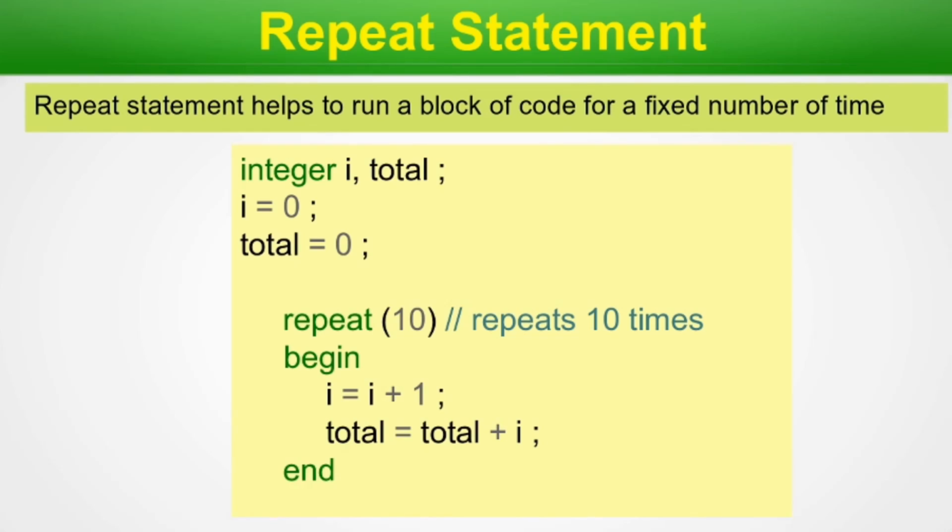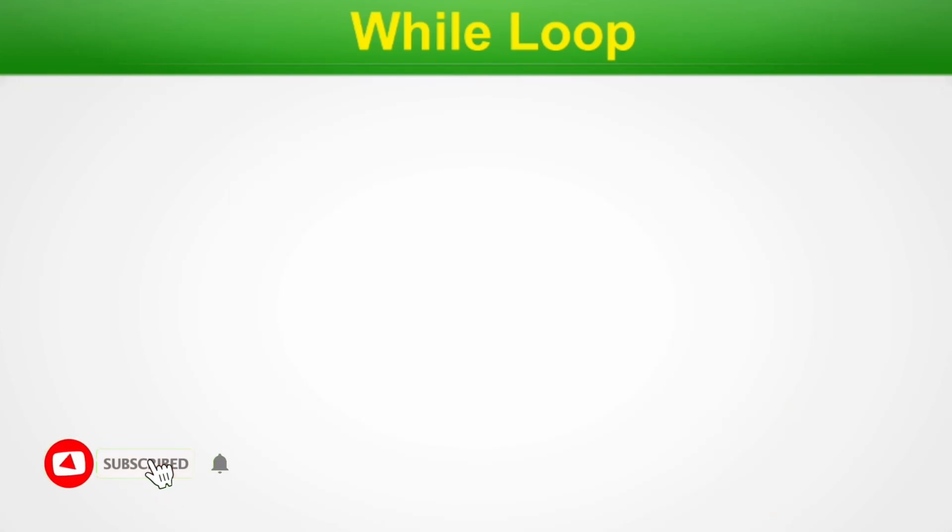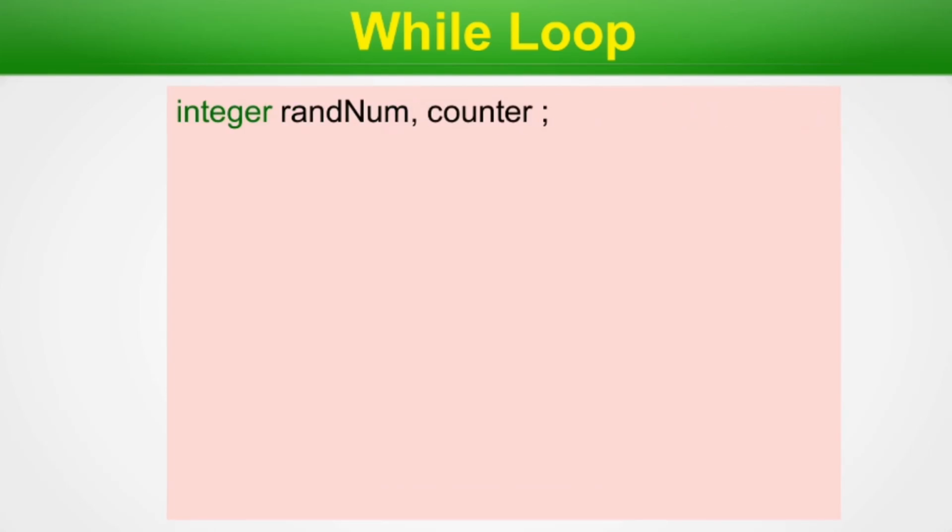So we can see here the repeat block will repeat 10 times the code written inside its body in between begin and end. So we know the iteration will happen only 10 times. Now let's look at the while loop. Here we also see it through an example.